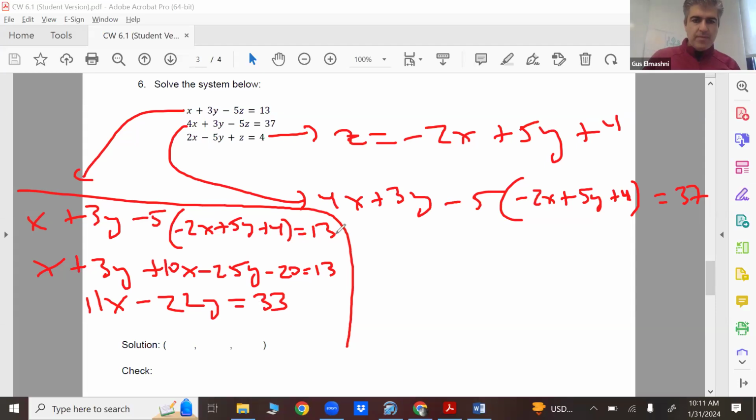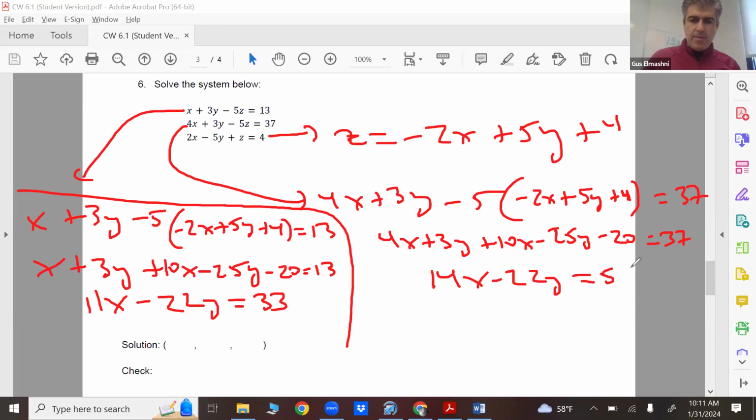Okay. Now let's do the next one. 4x plus 3y plus 10x minus 25y minus 20 equals 37. 14x minus 22y. Oof, I'm feeling better about this now, because what do I notice about both equations? What do they both have in common? Yeah, the y coefficient is the same. Okay, I'm feeling really good about this now.